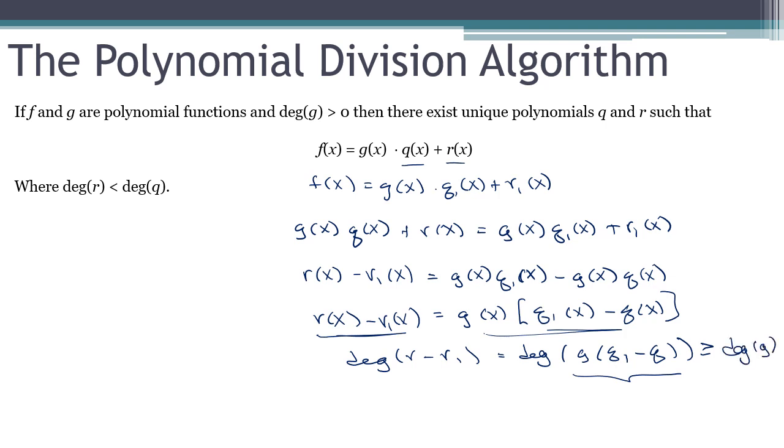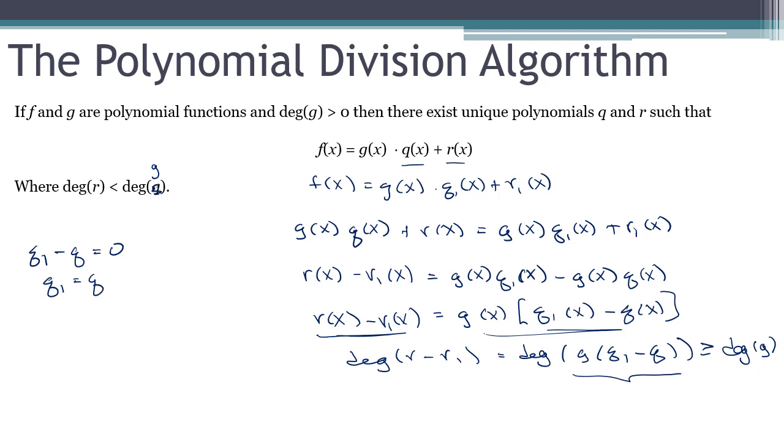But that's a problem, right? The degree of r minus r1 has to be less than the degree of g. Okay, which means that's not true. It has to be the other case. q1 minus q has to be 0, which means that my new q1 is actually the same as q, right?